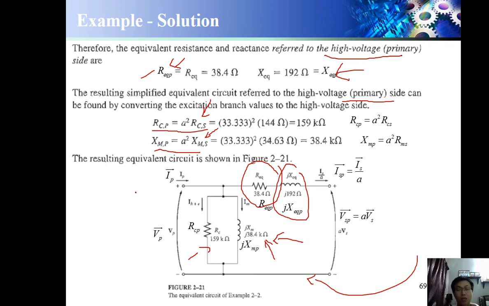So usually I will just write like this. This is the circuit referred to the primary, right? So I'll write VP vector, IP vector, RCP, jXMP, then R equivalent P, jX equivalent P. Then I'll write this one. Voltage secondary referred to the primary side is equal to A times V secondary. Current secondary referred to the primary side, I'll write as IS divided by A.